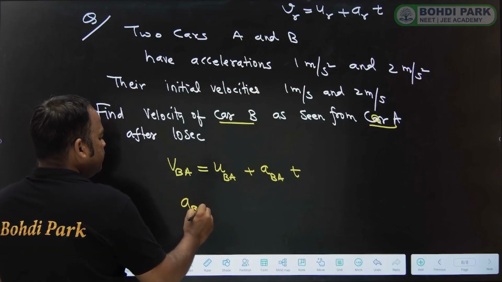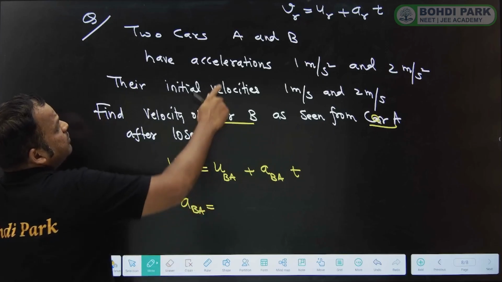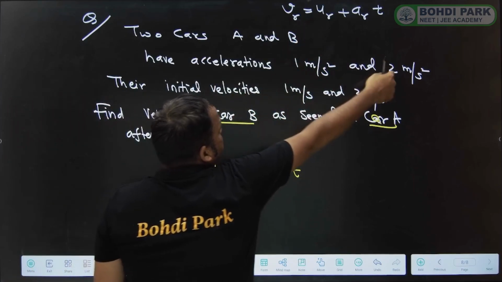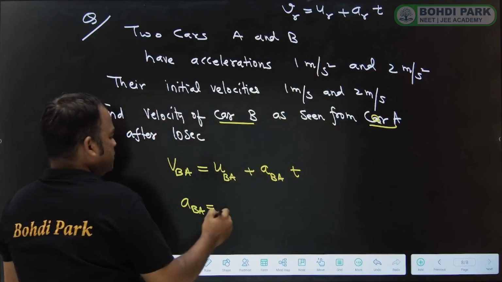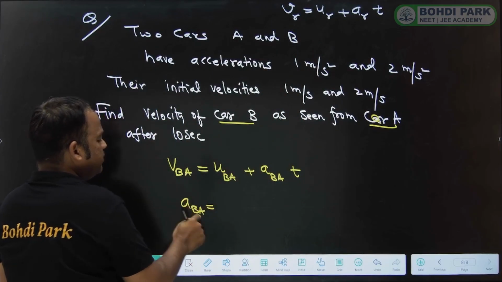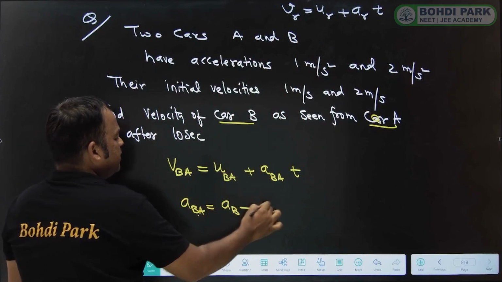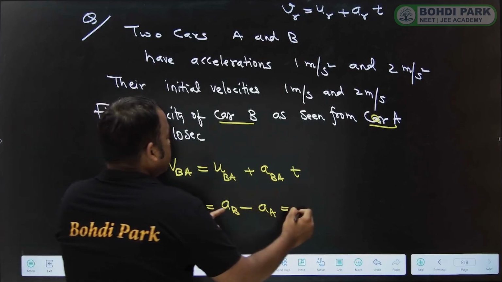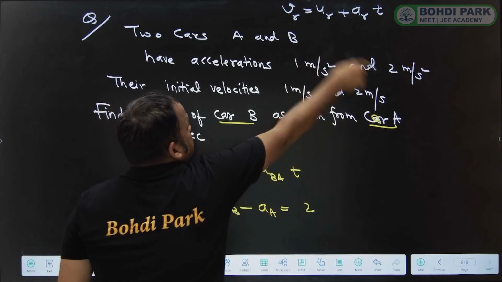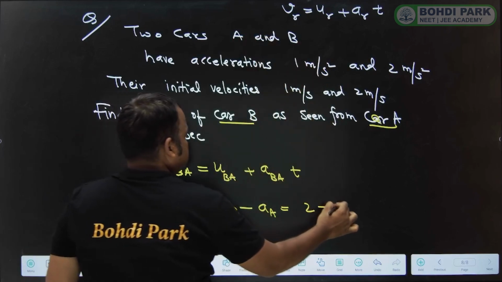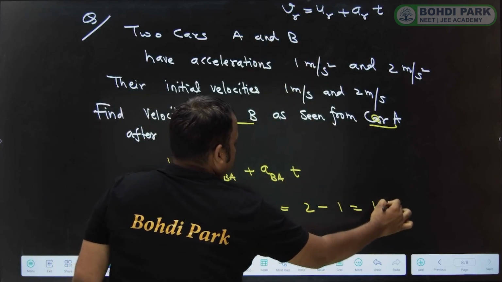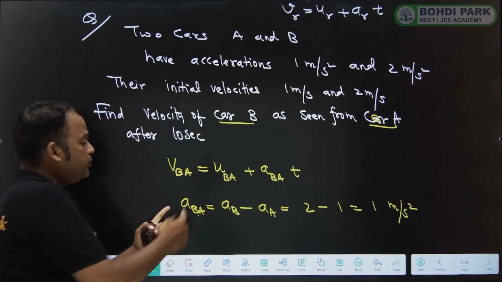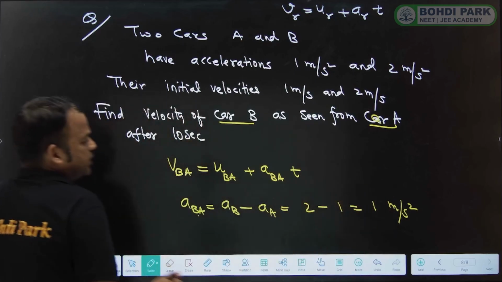Now acceleration of B relative to A: B is given as 2, A is given as 1. So acceleration of B with respect to A will be aB minus aA. Acceleration of B is given 2 and acceleration of A is given 1. So 2 minus 1 is 1. So relative acceleration of B with respect to A is 1 meter per second square.